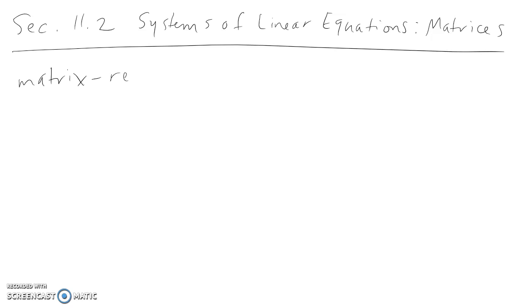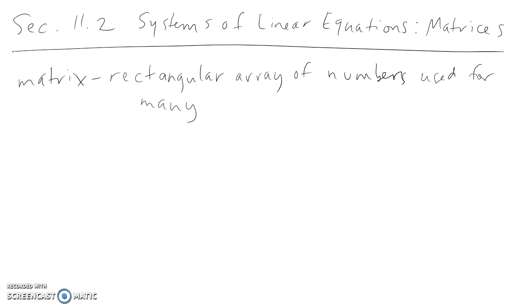Well, in math, a matrix just is a rectangular array of numbers. An array is like a list, except since it's rectangular, it's going to have two dimensions, not just one long dimension. It's going to have columns and rows, kind of like a table, really. But it's just a rectangular array of numbers, and it's used for many mathematical purposes.